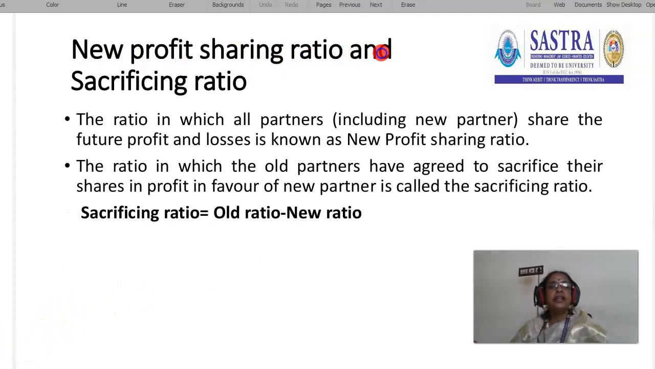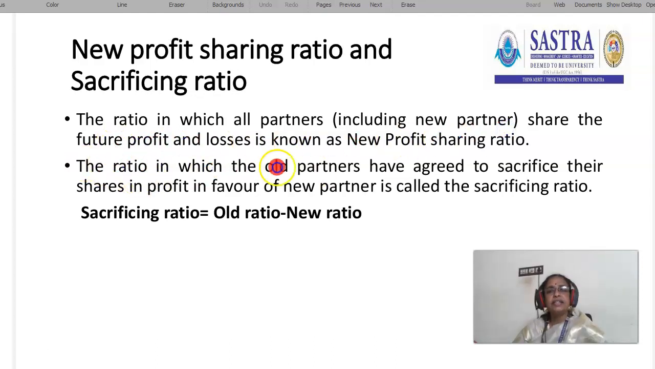First one, new profit sharing ratio and sacrificing ratio. The ratio in which all partners, including new partners, share the future profit and losses is known as the new profit sharing ratio. How they are going to share the profit or loss of a business in future, including the new partner, that is called the new profit sharing ratio. Suppose there are two partners A and B. If C is admitted in a partnership firm, then what would be the new ratio between three partners? Now 2 has been increased to 3, A, B, C. So, that is known as the new profit sharing ratio.